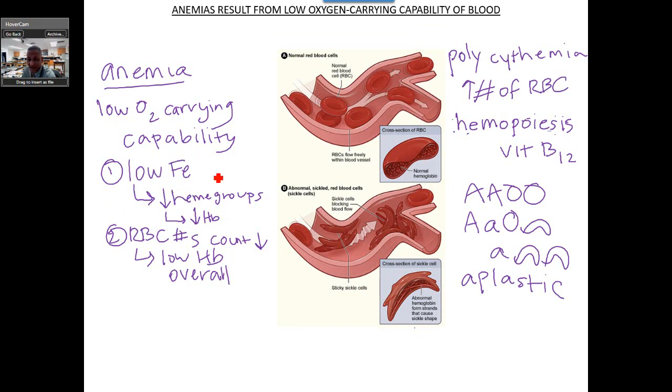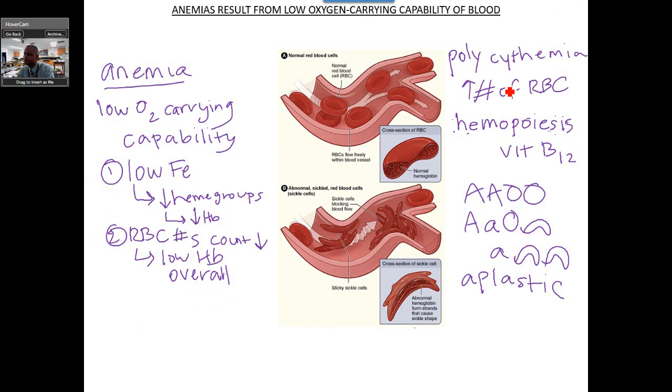Either something affects the iron, which affects the heme groups, so that the hemoglobin cannot bind to oxygen. The other one is basically loss of numbers. This could be hemorrhaging. You lose blood, you lose RBCs. So these are kind of like the two methods.